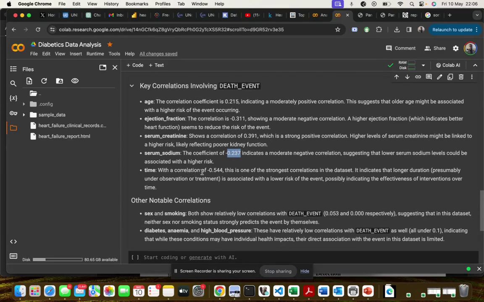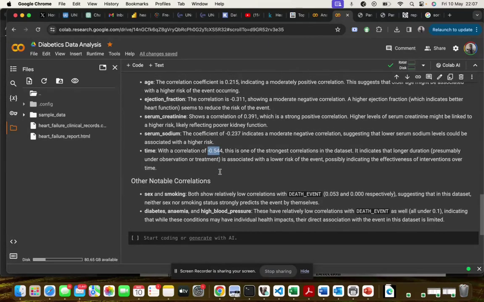And then time, it's really negative. This is suggesting a strong correlation in the dataset, indicating that if you're under observation or treatment, there's a lower risk of you actually dying.